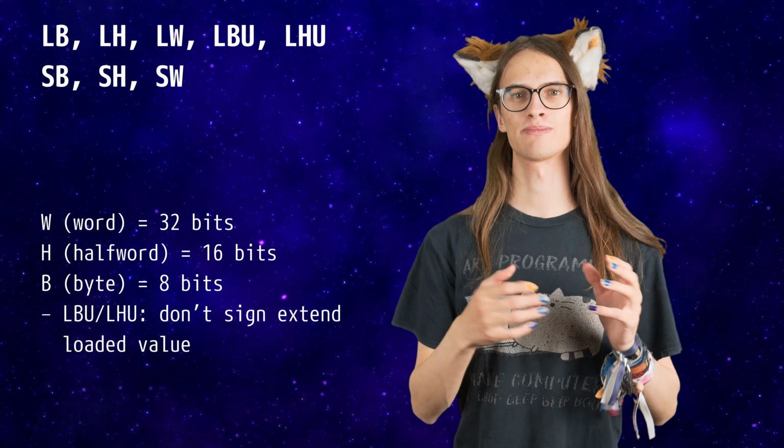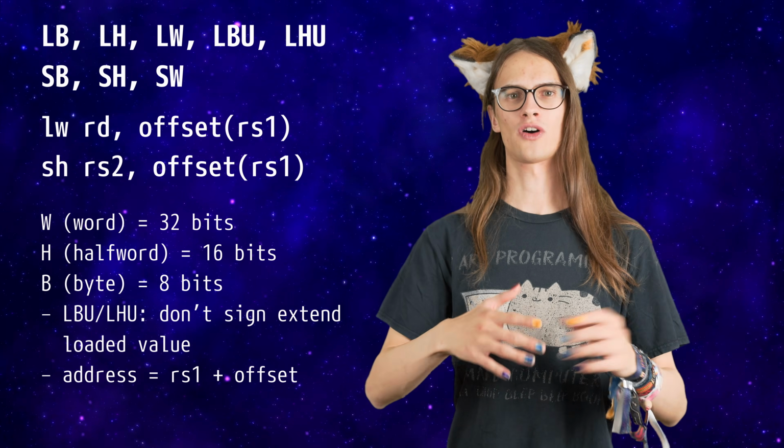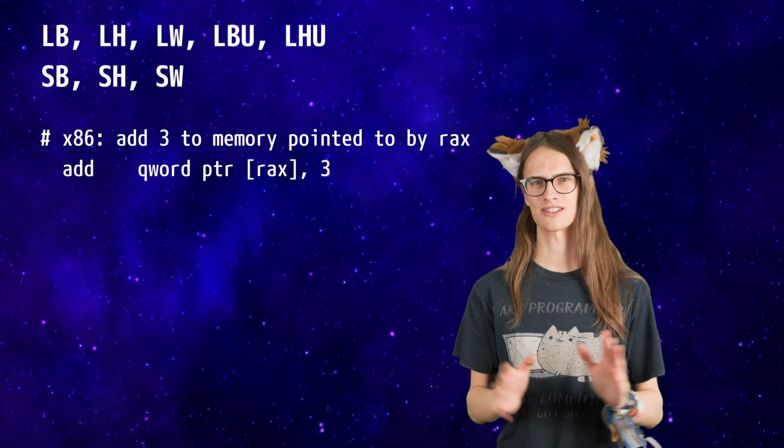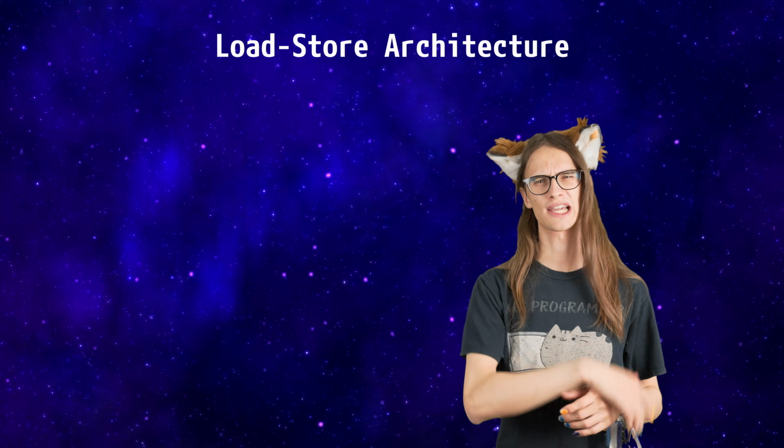All of them address memory via a register plus a constant offset, which is useful for object field accesses and getting to any 32-bit offset together with AUIPC, for instance. But if you have ever seen any CISC instruction set, you might be surprised that no other instruction accesses memory. This is because RISC-V is a so-called load-store architecture, just like ARM.